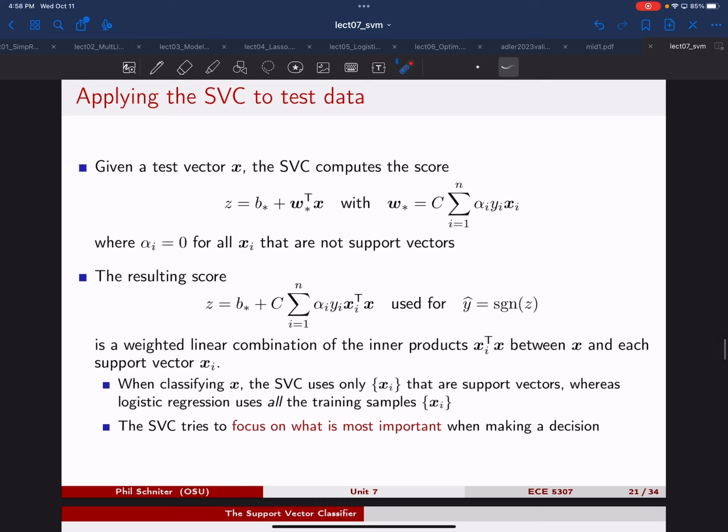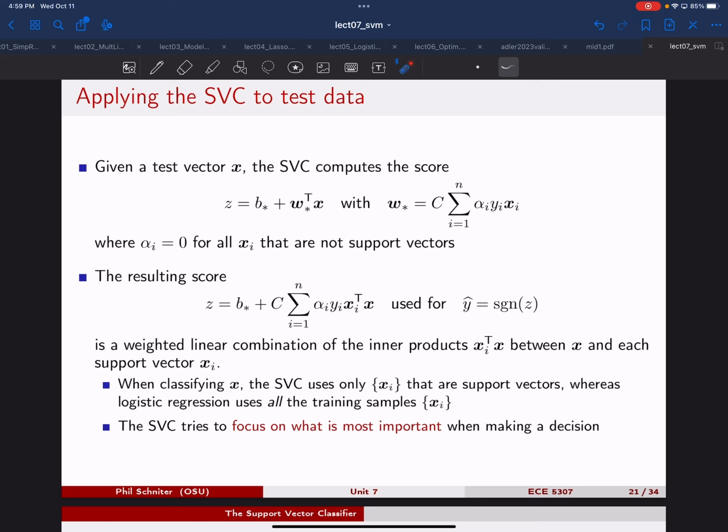Let's also think about what happens when we apply this SVC to test data. So until now, we've focused on training it. Now let's say we've trained it, so we know what these parameters are. So we said essentially, if x is a test vector, we'll make a test score with this equation, which holds for any linear classifier. But now for the SVC, we have this particular expression for the optimal weights. And we also remember that these alpha i's are 0 for all x that are not support vectors.